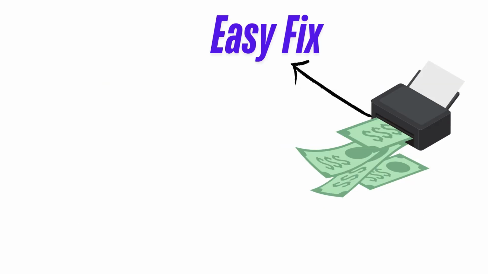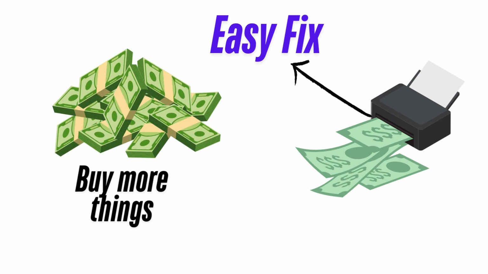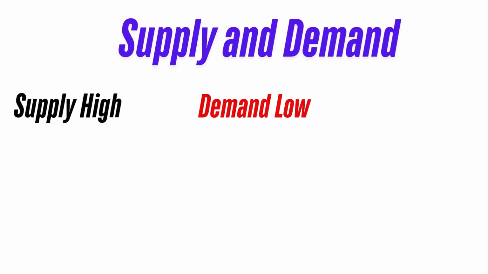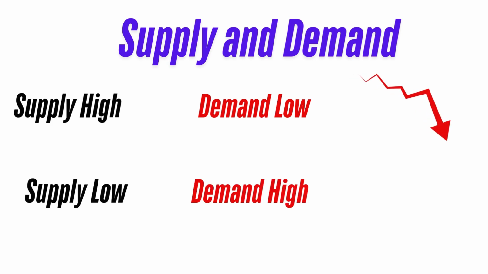On the surface, printing money seems like an easy fix to poverty. If more money is available, shouldn't everyone be able to buy more things and live better lives? Unfortunately, that's not how economics works. Our economy is based on the fundamental principle of supply and demand. When the supply of a product is high and demand is low, prices drop. But when supply is low and demand is high, prices rise.